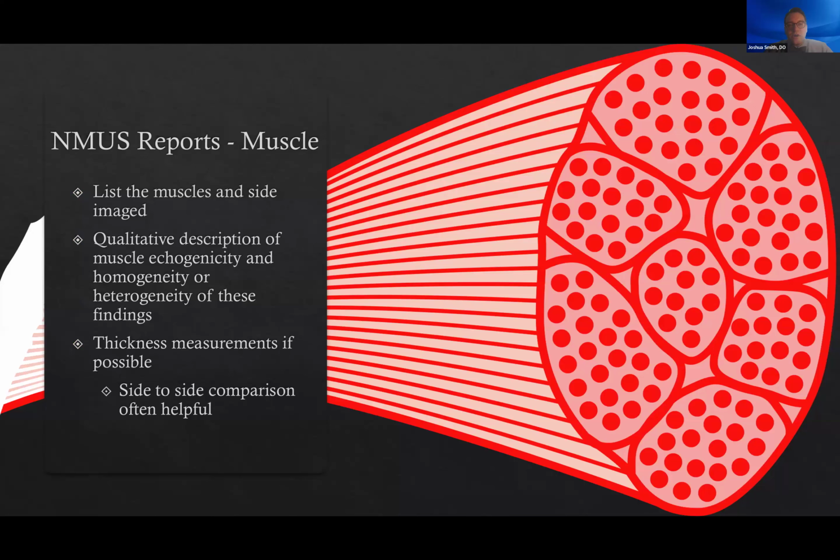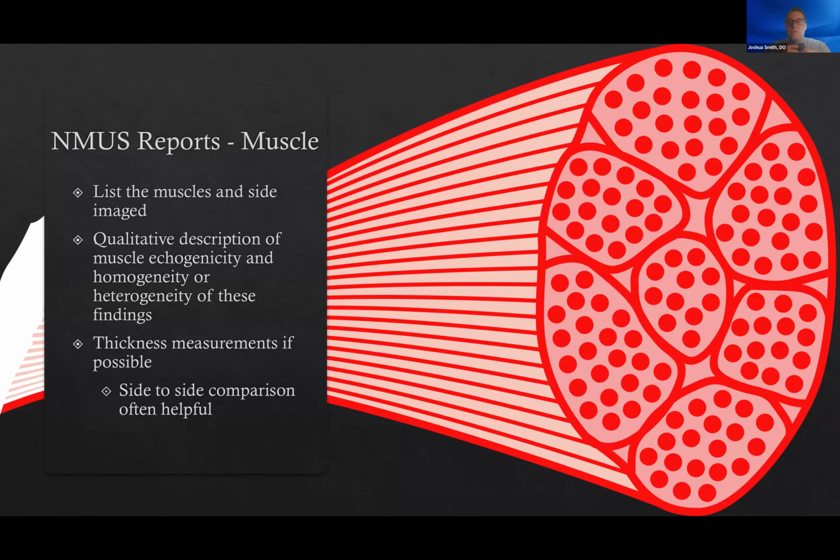For neuromuscular ultrasound reports in muscles, you're going to list the muscle and the side imaged. And then you're going to give a qualitative description of the muscle echogenicity, or again, echo density. And if there's changes, you're going to talk about if they're homogeneous or heterogeneous. Again, if everything looks the same or if things are patchy. If you're doing both sides, you can do thickness measurements. There's not great normative data on this, although there's some work being done.